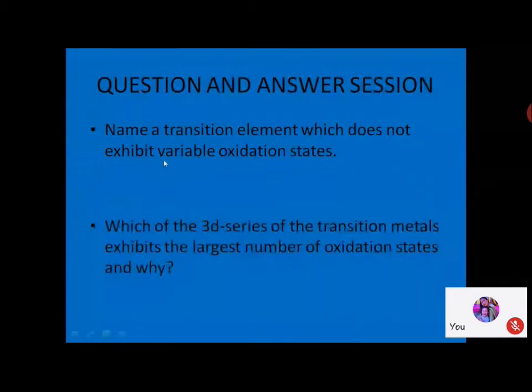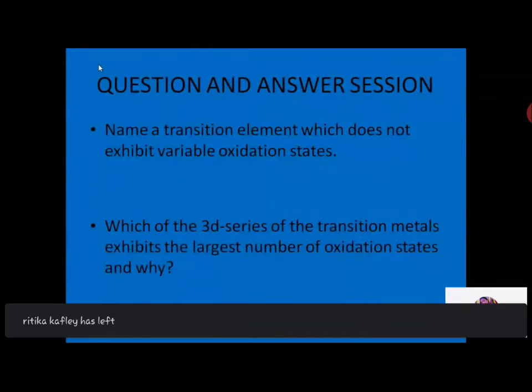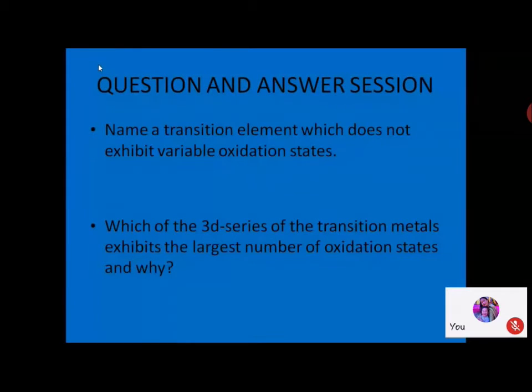So the question is: name a transition element which does not exhibit variable oxidation state. Answer me. Which transition element does not exhibit variable oxidation state?